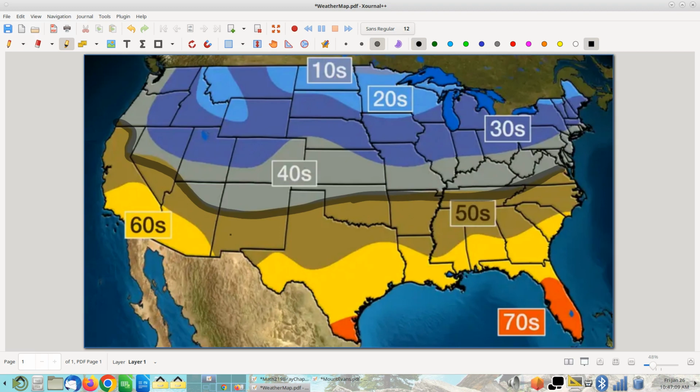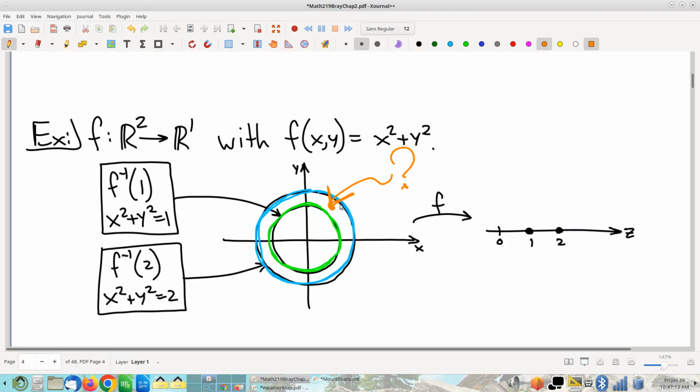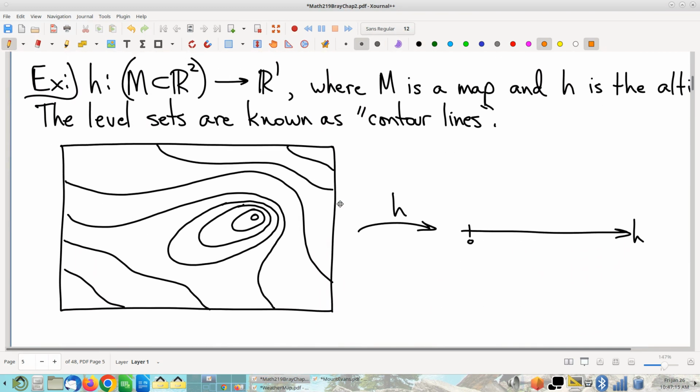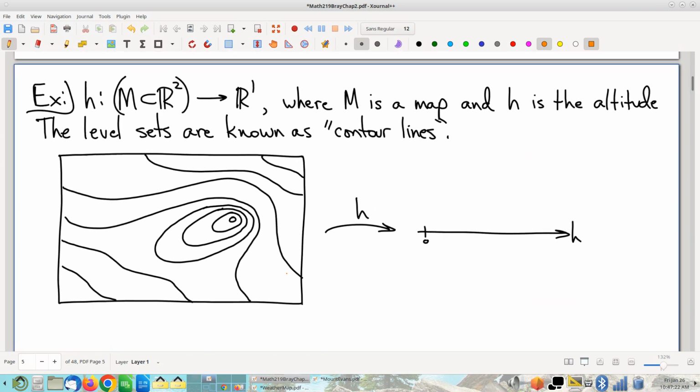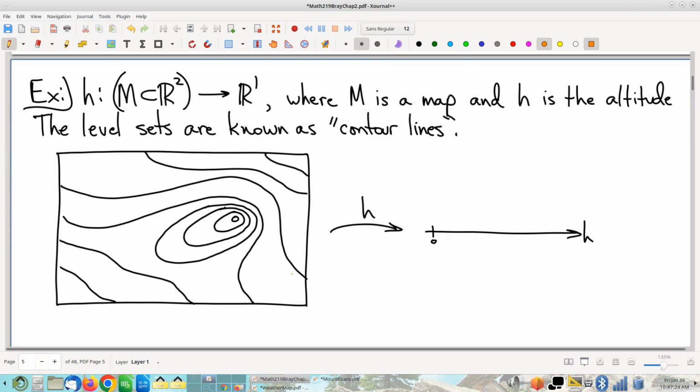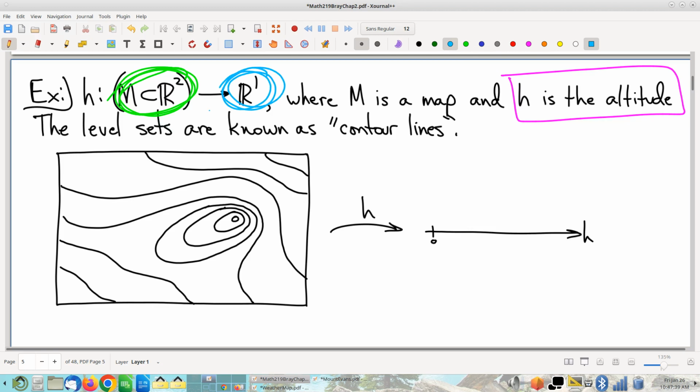All right. Okay. Here's another example. Let's talk about the altitude function. Given a longitude and a latitude, namely, given a point on the map, there is a corresponding altitude of the ground at that point.